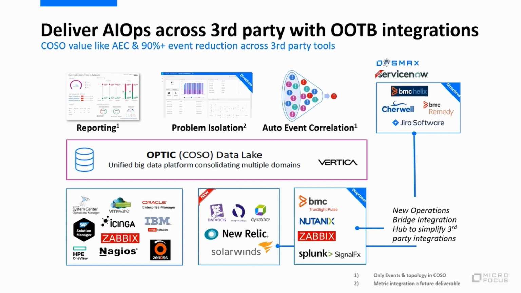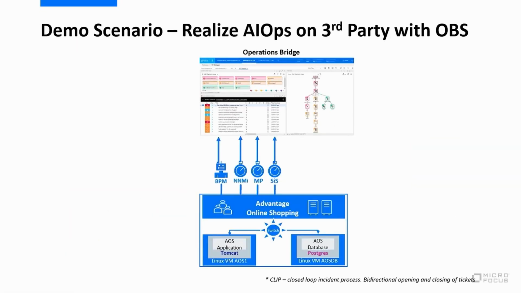Micro Focus continues to expand our out-of-box coverage by introducing new integrations built on top of the Operations Bridge Integration Hub. In the following examples, we will consider an online shopping application, which uses a Tomcat web server and Postgres database, monitored by Operations Bridge Management Pack and SiteScope. We have also configured Micro Focus BPM to monitor the application performance with a pre-configured synthetic transaction, and the network will be monitored by NMi.